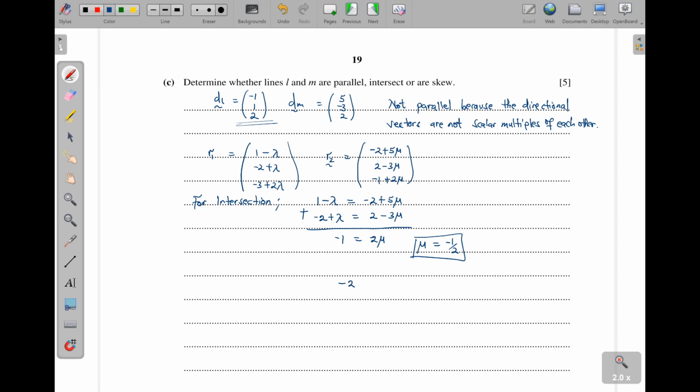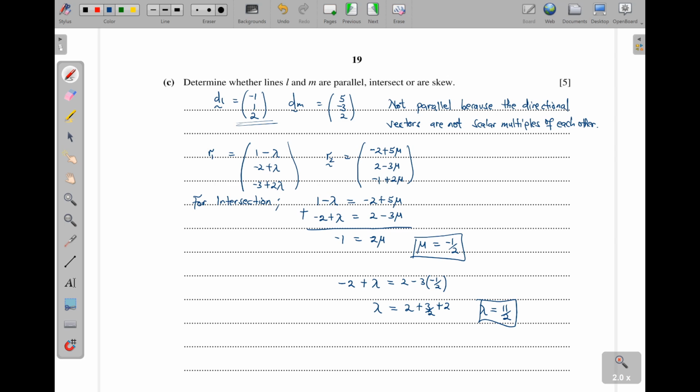Then from there, I can substitute back for lambda. So -2 plus lambda is equal to 2 minus 3 times -1/2. So what will be lambda? Lambda will be equal to 2 plus 3/2, then I take this one this side, it will be positive 2. So 4, because this plus this is 4. 4 times 2 will be 8, then plus the 3 here, it will give us 11. So lambda is going to be equal to 11/2.